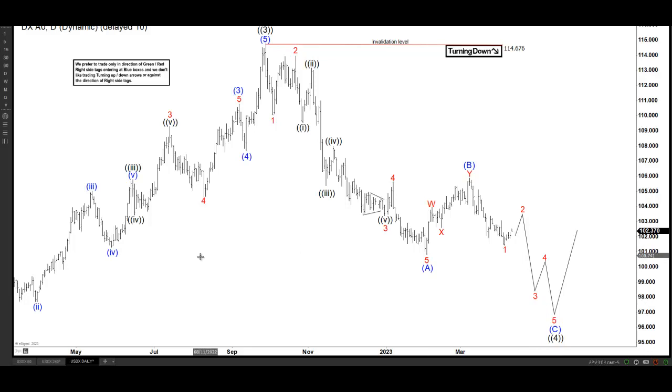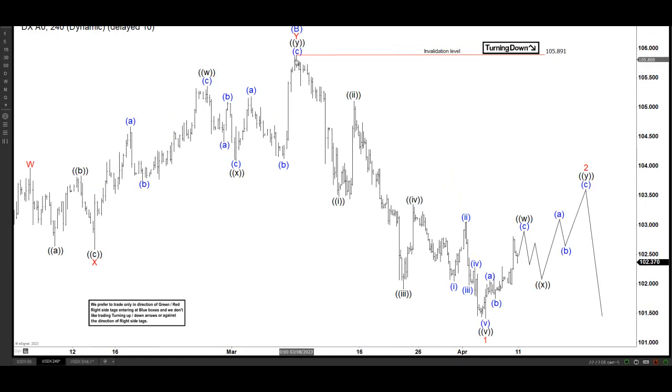Zooming in a little bit, what we see is that from the secondary peak of the B wave, the dollar has 1, 2, 3, 4, 5. And now is correcting. It should be correcting higher in 3 or 7 before the bears again take over, the sellers take over the market.